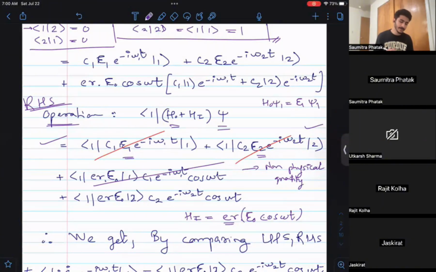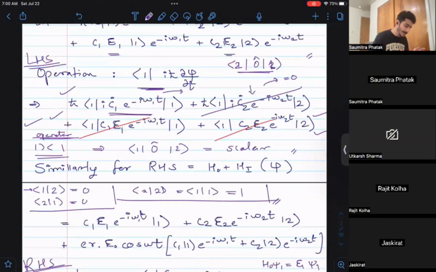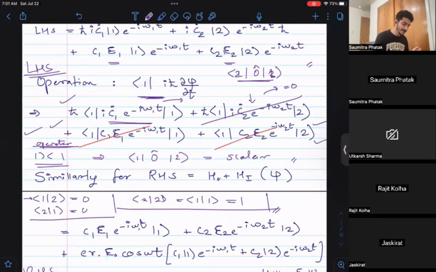So whenever you operate the interaction Hamiltonian on the psi, you get two terms, and one of them you can already eliminate, because if you want to go from one state to another state, then and only then is this operation valid. That's why you get only one term from this. And the first two terms, like I said, are exactly the same as the left-hand side terms. That's why they cancel out.